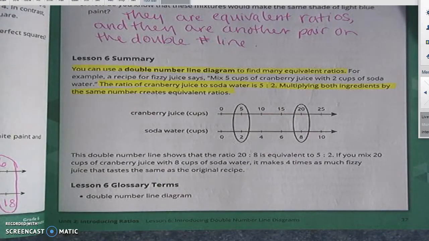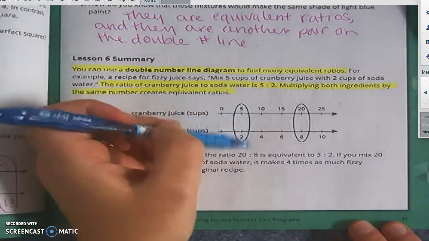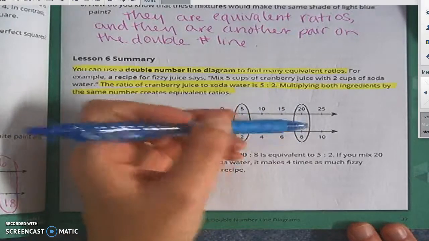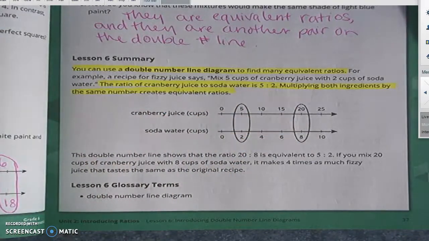Couple more things about double number lines. Double number lines easily display equivalent ratios with the numbers in each equivalent ratio lining up vertically. So these two are going to be equivalent to these two, these two match up. And a double number line can be used when drawing a diagram or picture would be kind of a pain or too much work.